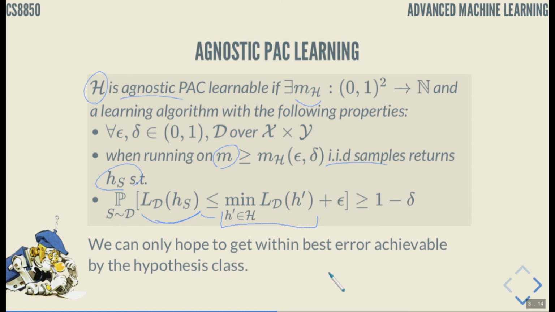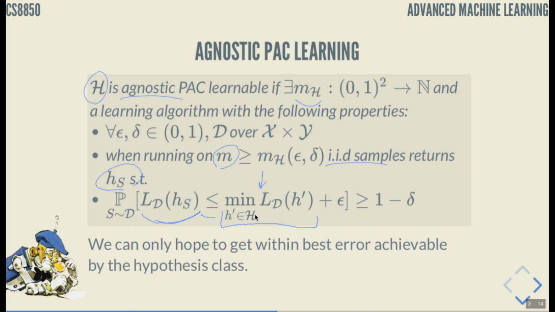So we can only hope to get within the best error achievable by the hypothesis class. So this would be the best achievable error, but we cannot attain it, so there will be, well, no. So Bayesian error is the absolutely attainable good error. And Bayesian error was not defined with respect to our hypothesis class, so we're not considering it.